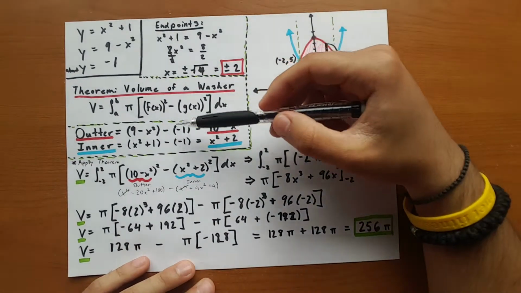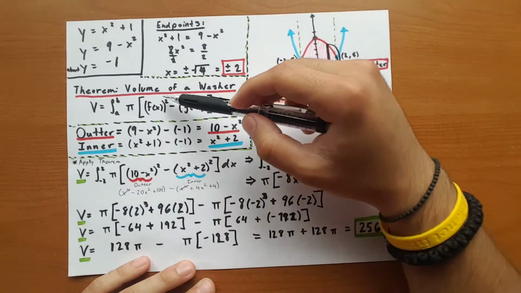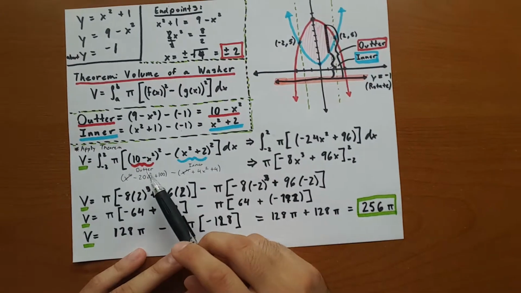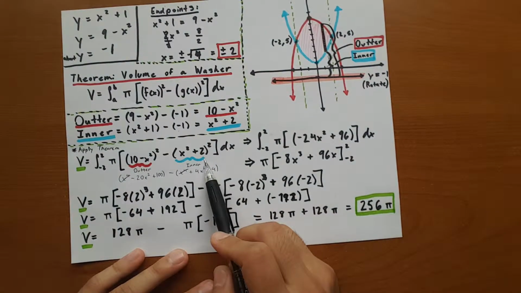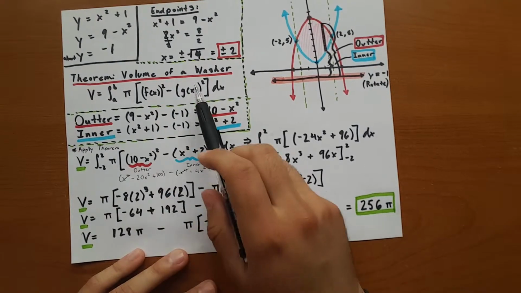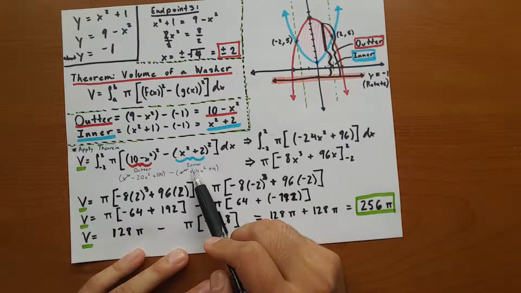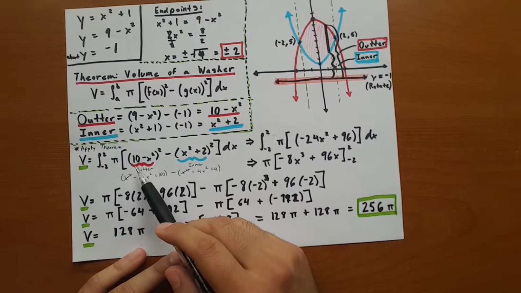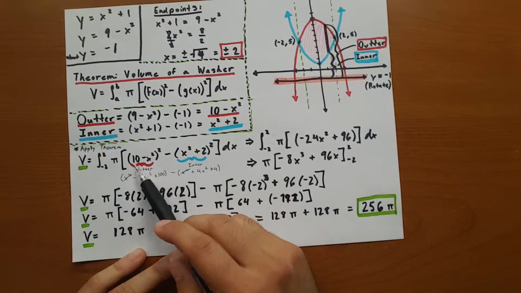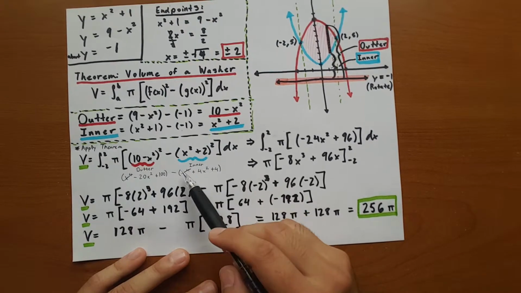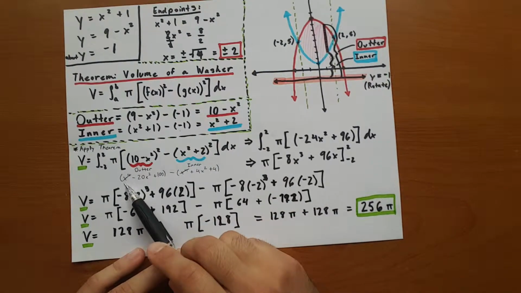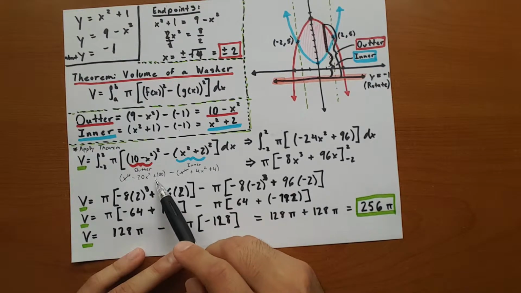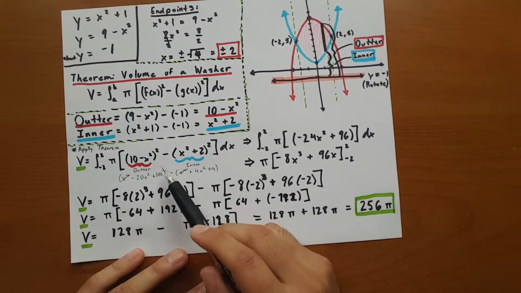So now I plug these into the theorem for the volume of a washer. So first you take your outer function and you subtract it by your inner function. So in this case the outer is f of x, and x squared plus 2, which is inner, is going to be g of x. So then you just square this outer function in the parentheses, and then you do the same for the inner radius. So then here I got x to the 4th subtracted by 20 times x squared plus 100. And that's my outer function, squared.